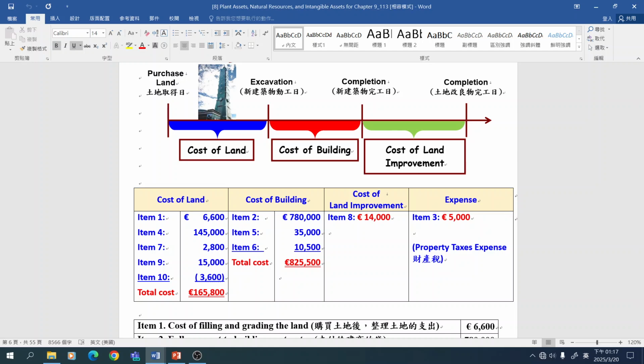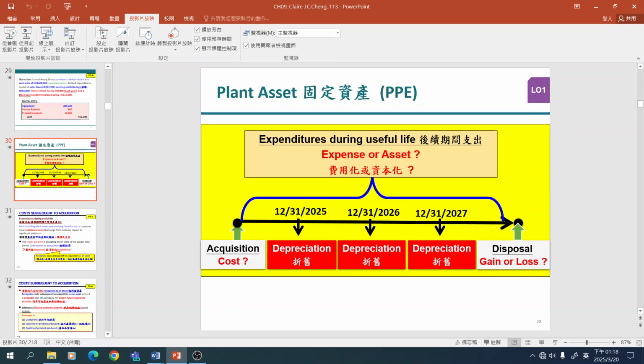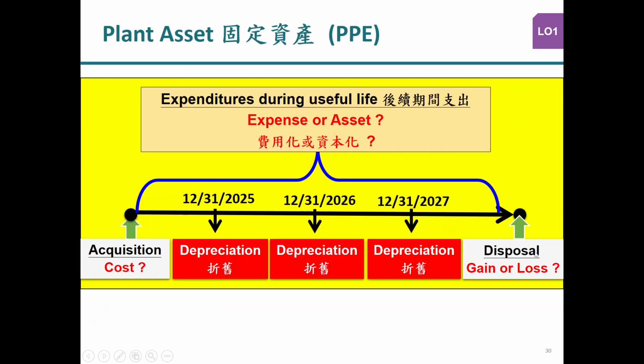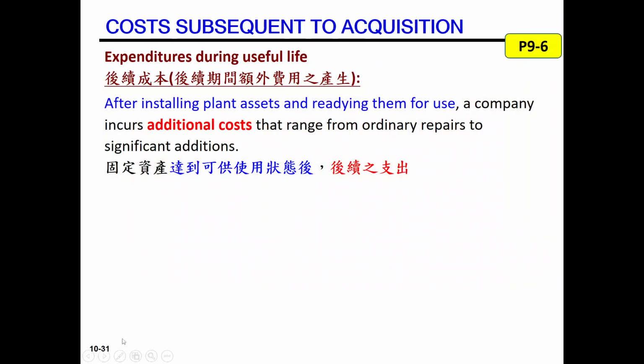What's the second issue I want to talk about today? So please go to your slide on page 30. Page 30. Since we've done the first issue, cost, we want to talk about the second issue. So what's the second issue? Expenditures during useful life. So expenditures during useful life, what does it mean? It means, on your slide, page 31, after what? Ready for use.